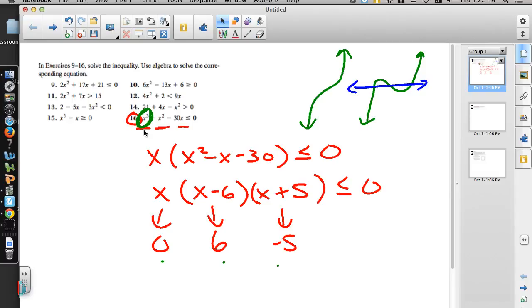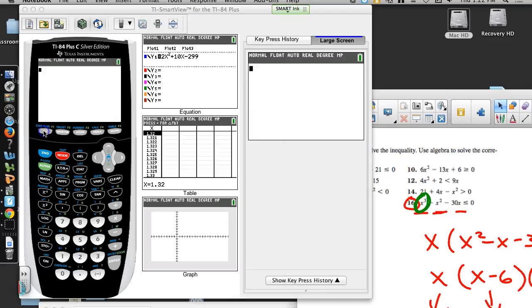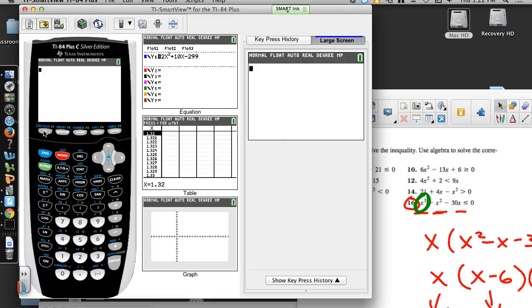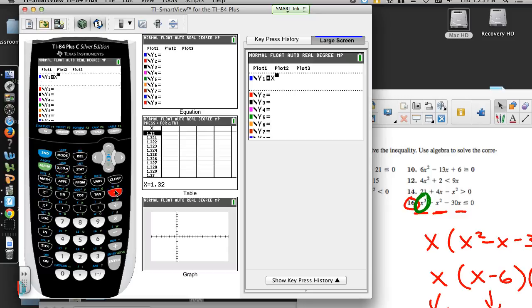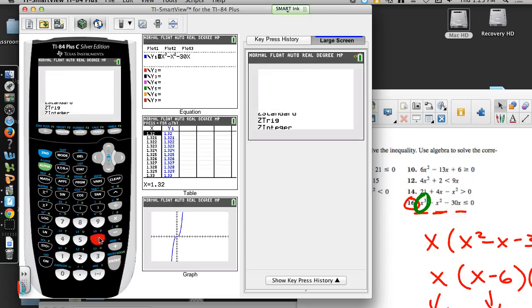So let me go ahead and get the smartboard calculator up here, and we'll punch in the y equals, and we need x to the third minus x squared, and then minus 30x. And we know where those zeros are at, so let's just hit zoom 6 so we can see exactly what's going on here.